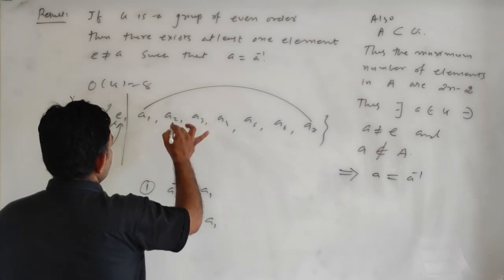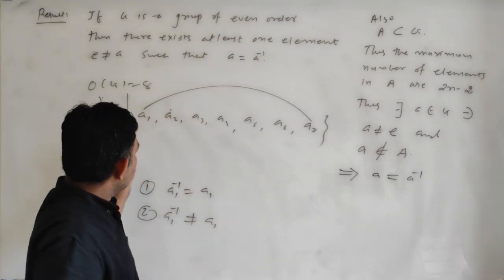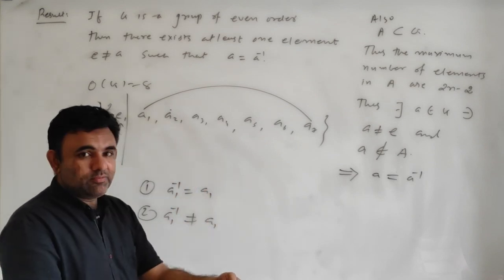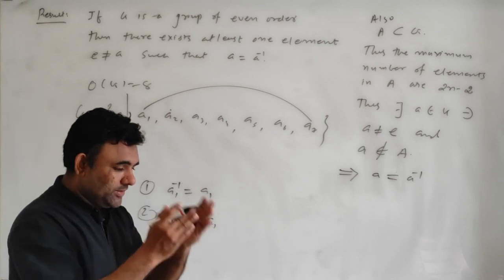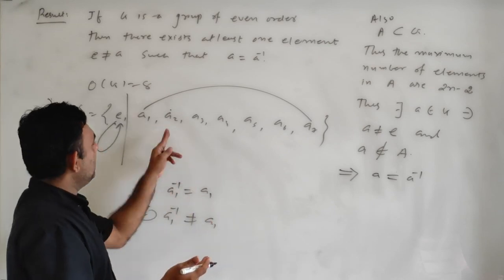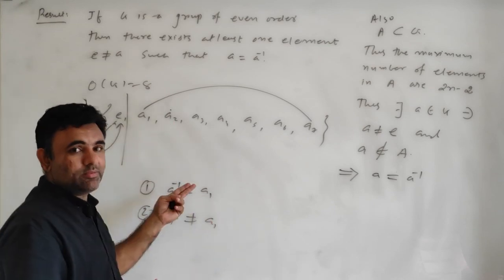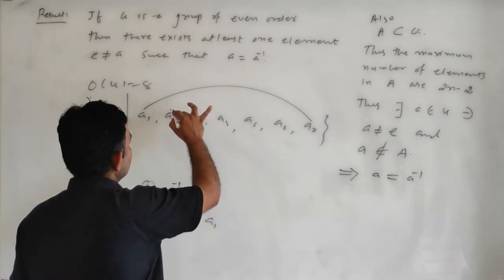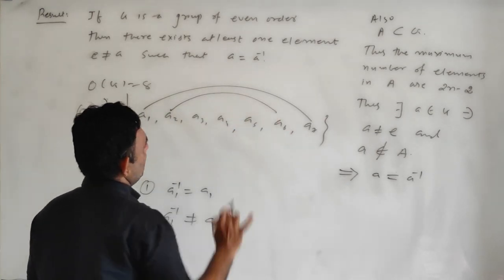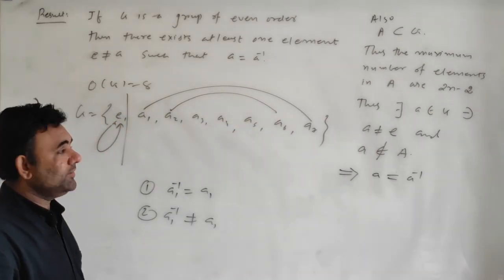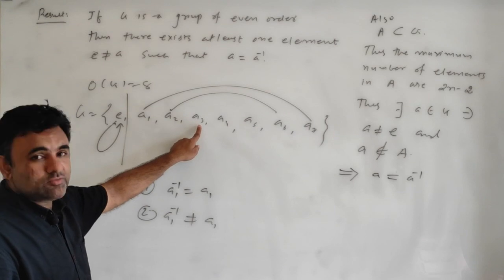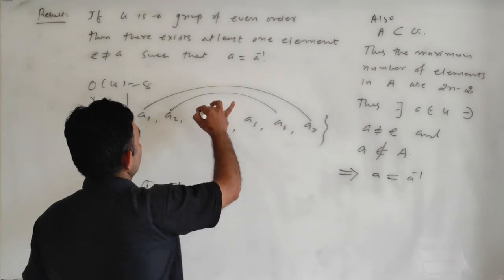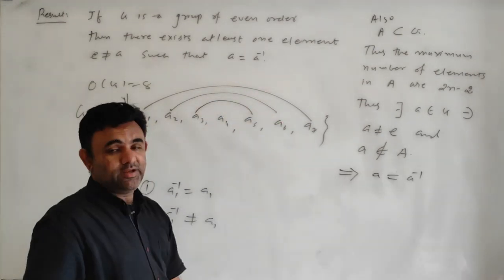Now similarly, a2 inverse is also somewhere. There are two cases. a2 inverse is itself, or a2 inverse is some other. Suppose a2 inverse is itself, then we are done. We have one element other than identity whose inverse is itself. So without loss of generality, I assume that a2 inverse is not a2, so it is, say, a6. Let me make a pair in this way. Now a3 inverse is what? Either it is itself, then we are done. Suppose it is not itself, then it must be a5.